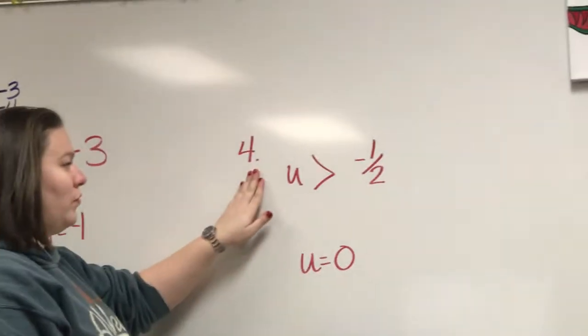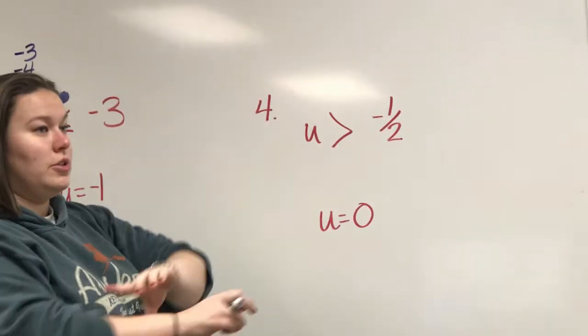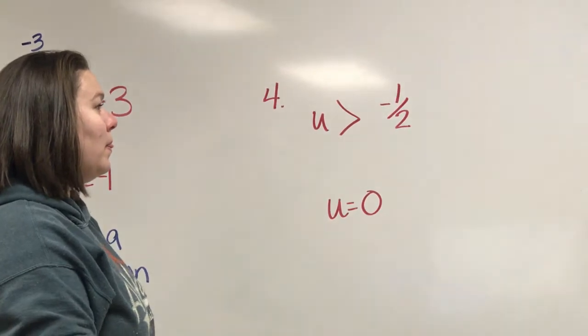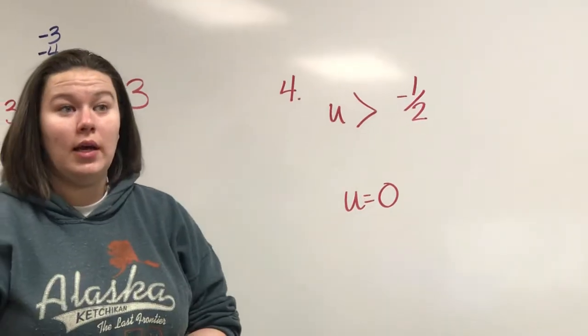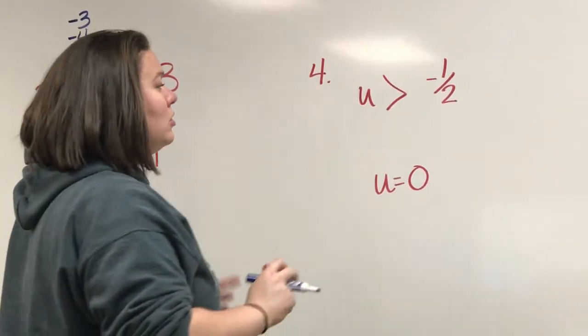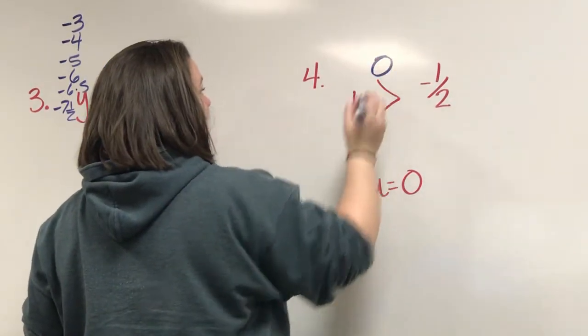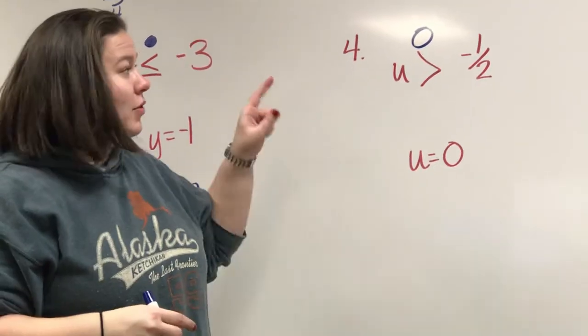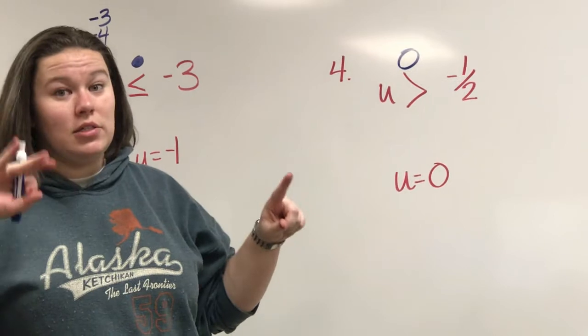Okay, number 4. First, look at your symbol. Look at your inequality. Is it going to be an open dot? Is it going to be a closed dot? It does not have the equal to line underneath it, so you need to put an open dot next to it. Again, doesn't apply to this lesson, but if you get in the habit, it will make future lessons so much simpler.